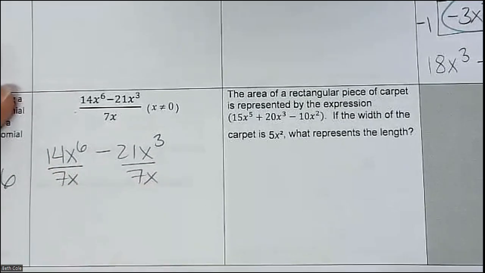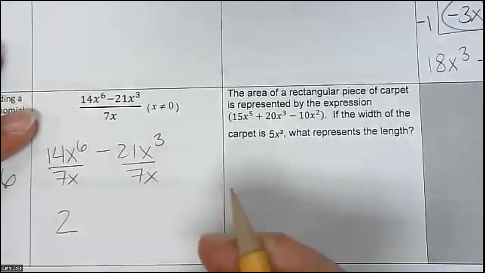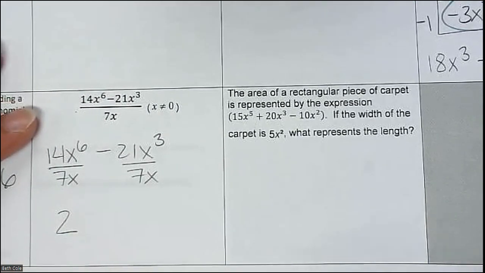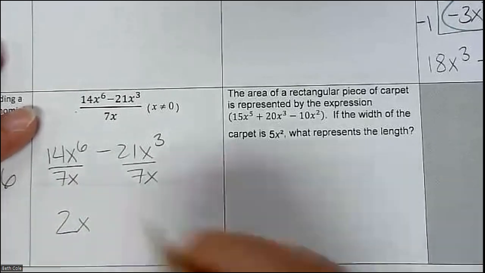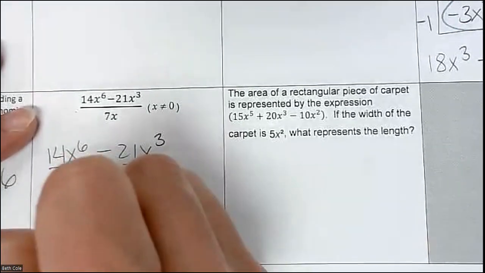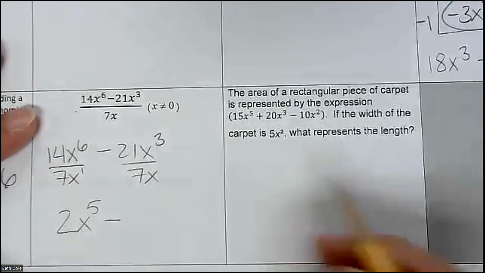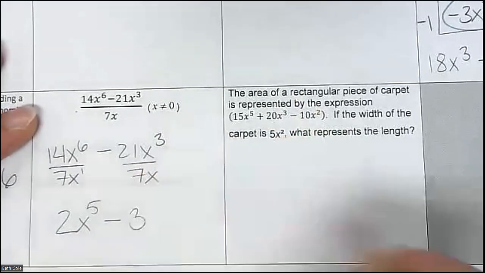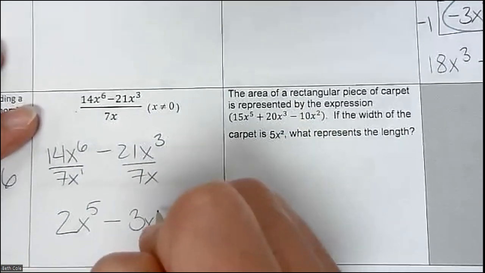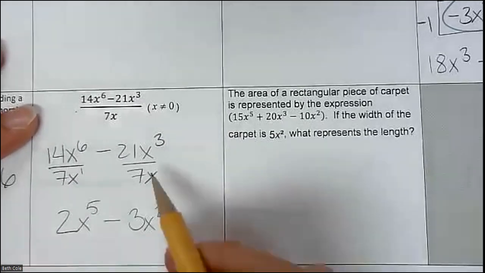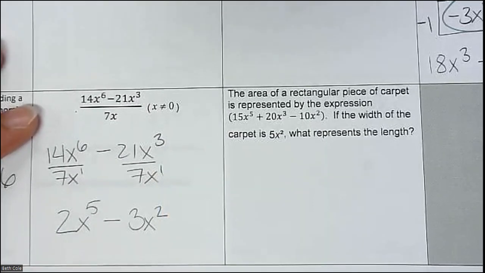14 divided by 7. 2. And then you subtract your exponents. So this would be x to the 5th. Good. That's really a 1 then. Minus, all right, and then 21 divided by 7, 3 squared. Good. 3 minus 1 gives you 2.